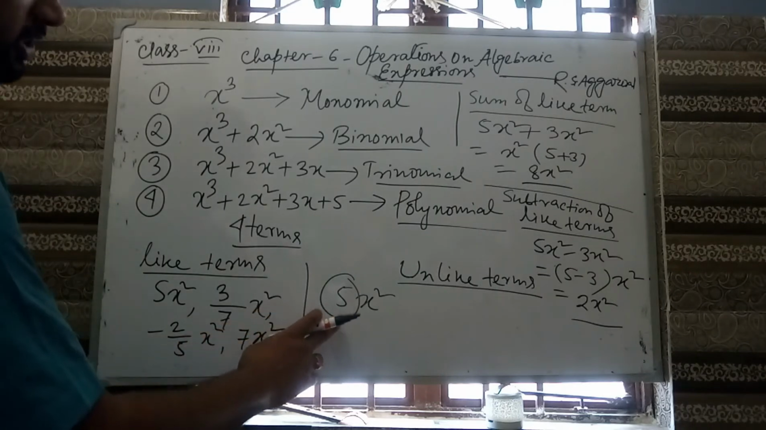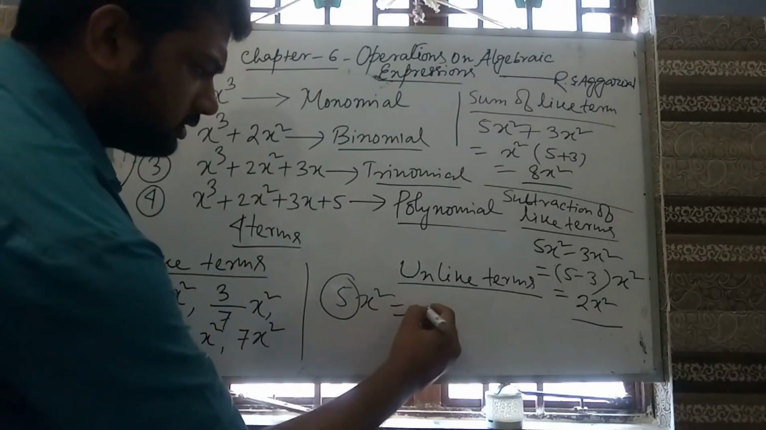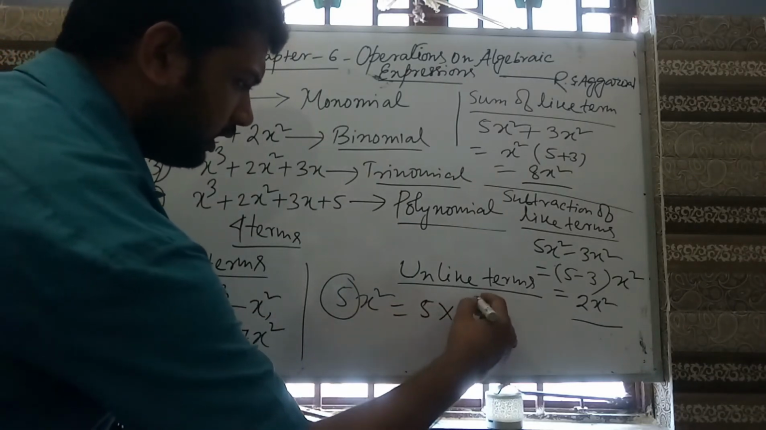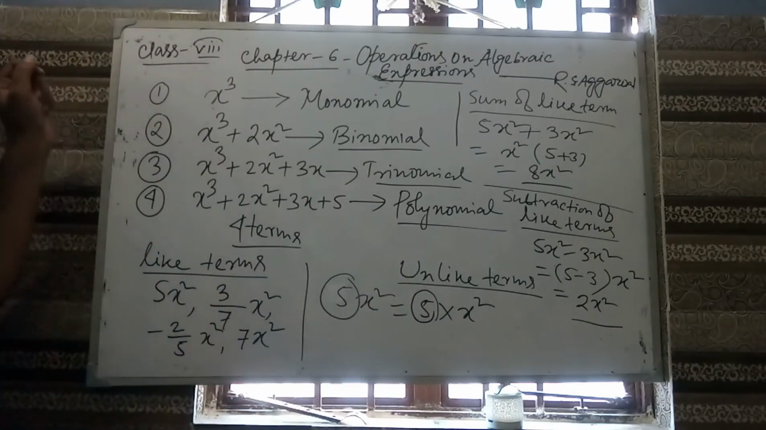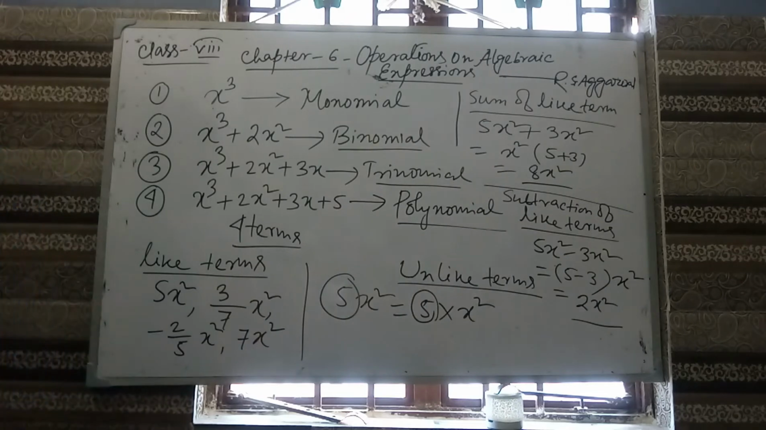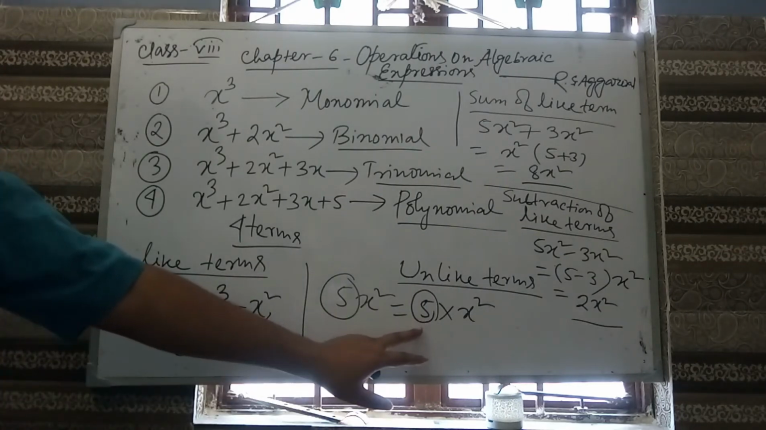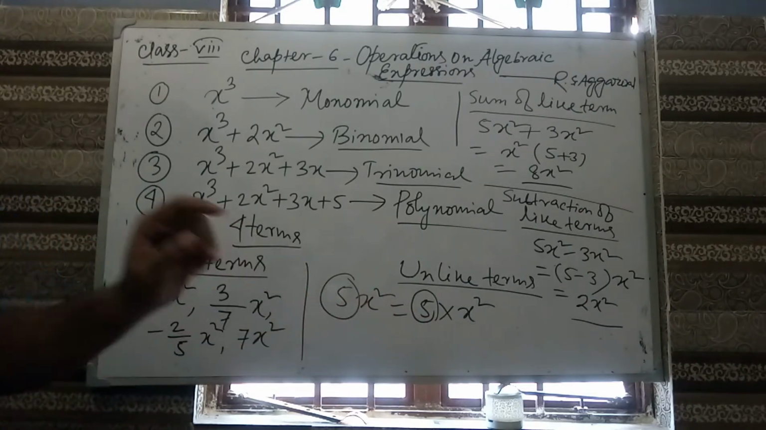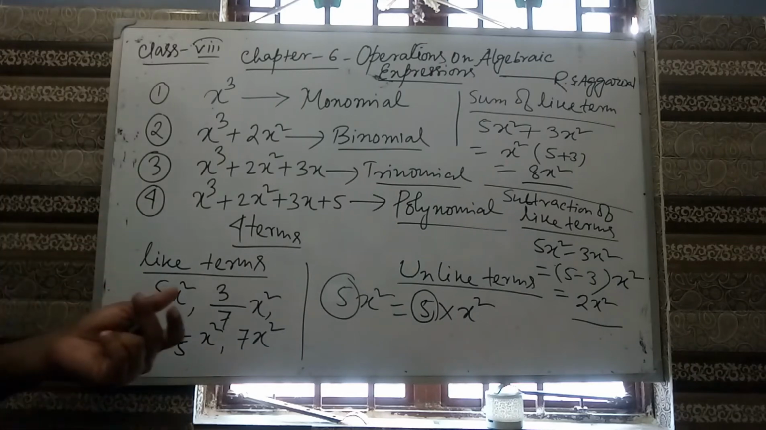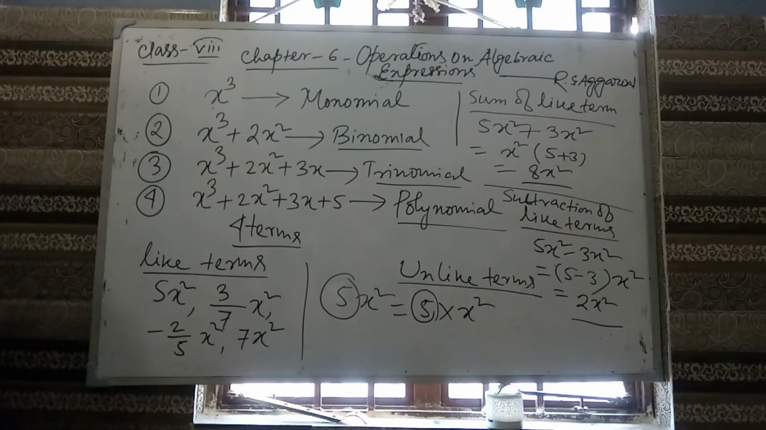In the expression 5x square, 5x square means 5 into x square. So this 5 is in the product form with x square. So this is called the coefficient of x square. Coefficient means the number which is in the form of multiplication with the given variable term.